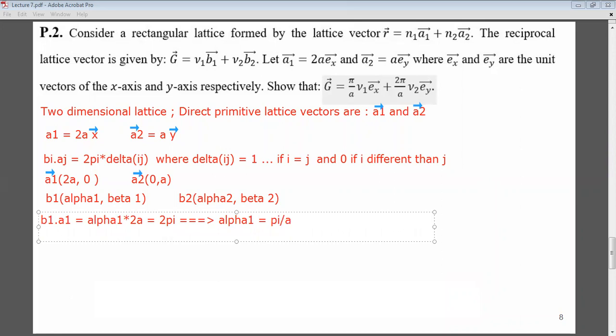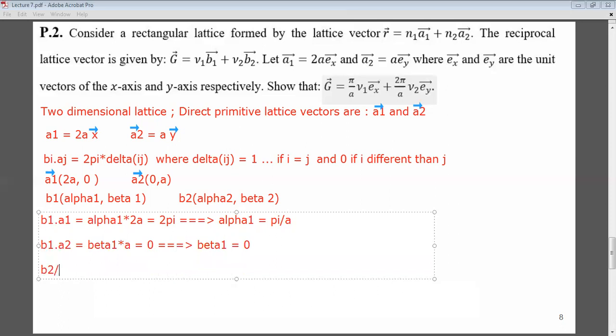Okay, now B1 dot A2. So it is alpha 1 times 0 plus beta 1 times A. Alpha 1 times 0 is 0, so this is beta 1 times A. And this is equal to 0 because here I and J are different, so delta IJ is 0. So this is equal to 0, which implies beta 1 is equal to 0.